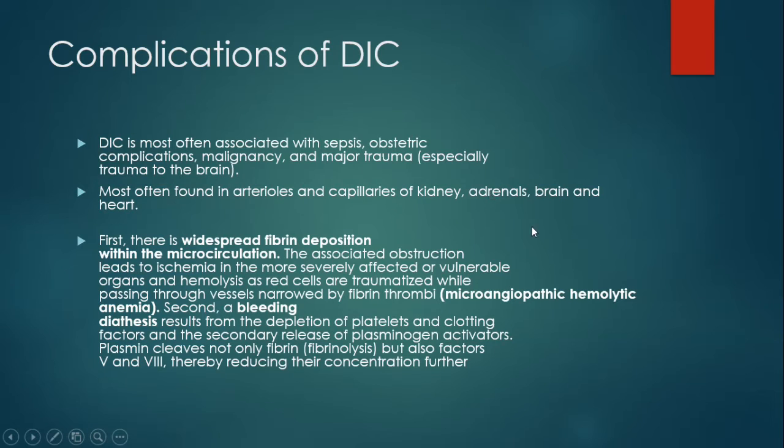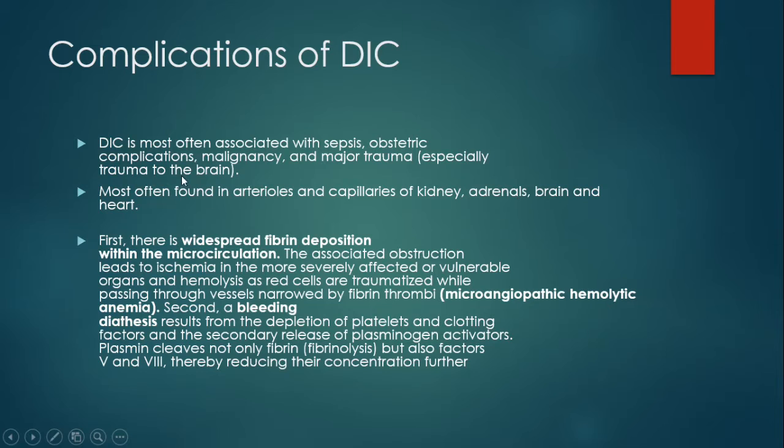First, there is a widespread fibrin deposition within the microvasculature. The associated obstruction leads to ischemia in the most severely affected or vulnerable organs. So, due to the widespread fibrin deposition within the microcirculation, there is tissue ischemia in the organs that are more severely affected and vulnerable, that are the kidneys, adrenals, brain, and heart.